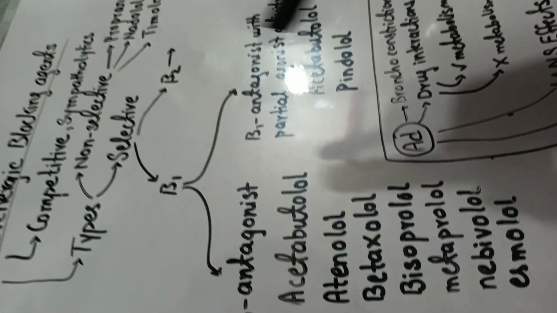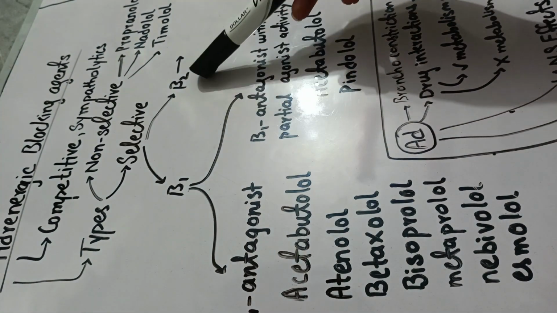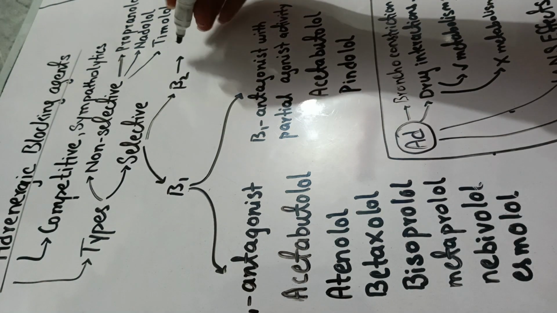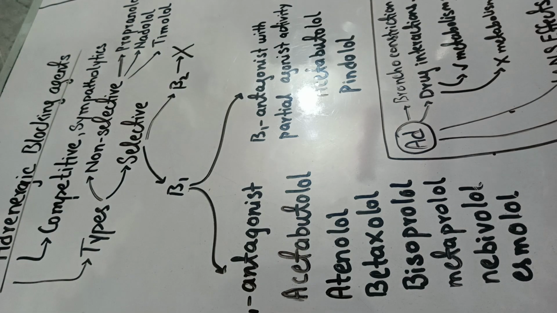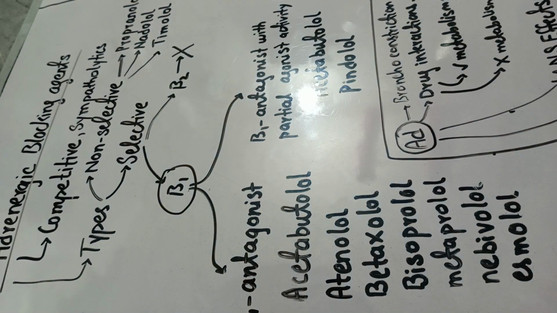Now let's discuss the selective drugs. Some selectives act on beta 1 and some act on beta 2. But remember one thing, that the beta 2 blockers are not used clinically, so they have no clinical evidence, and we don't study them in this lecture. Now we are going to focus only on the beta 1 selective blocking agents.